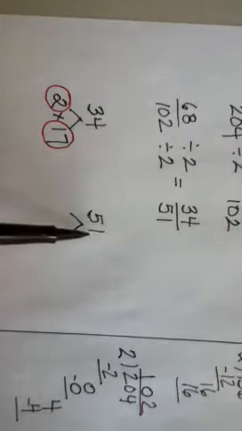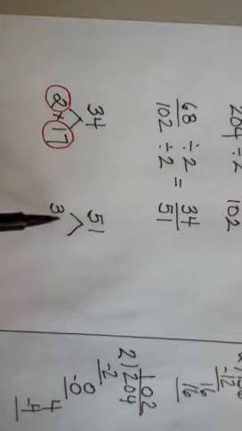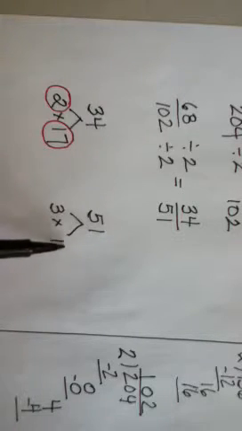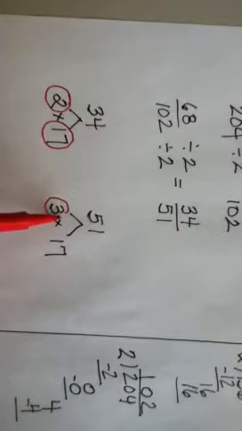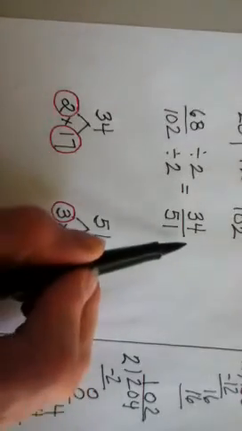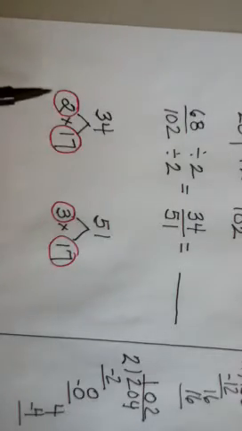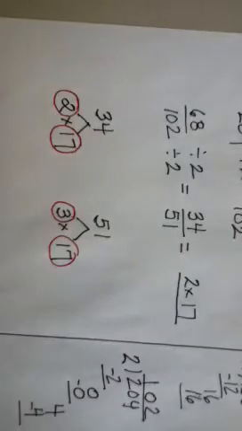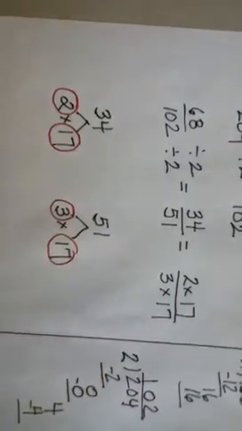51. 5 plus 1 is 6, so I see I can divide by 3. 3 times, and again you may need to go to the side to figure this out, but 3 times 17 is 51. Now I'm going to take those answers and put them in the appropriate position. 2 times 17 is 34. 3 times 17 is 51.